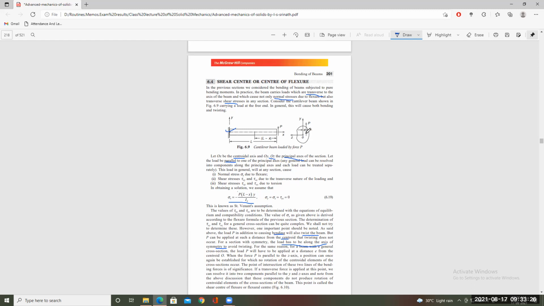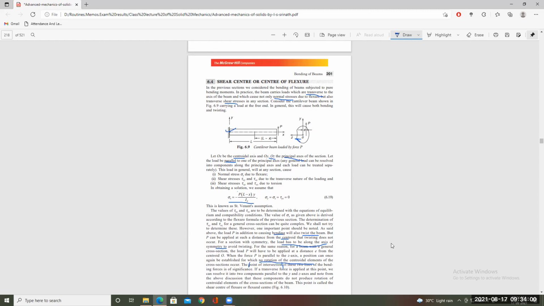If the load is applied along the y-axis, we can have other forces along the z-axis. But in those cases also, the condition is the same. It is applied at such a negligibly small distance that it will not twist the beam to any great extent. There is no rotation of the essential element. The point of intersection of the two lines of action of the bending forces is significant.